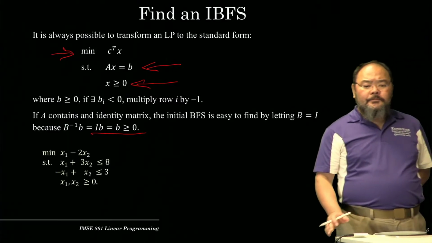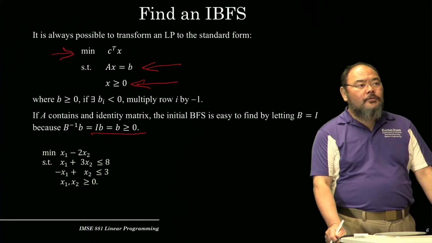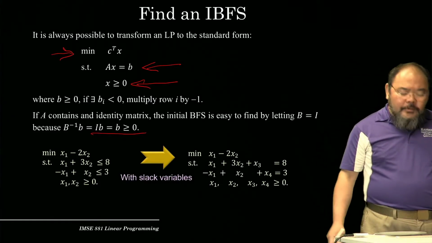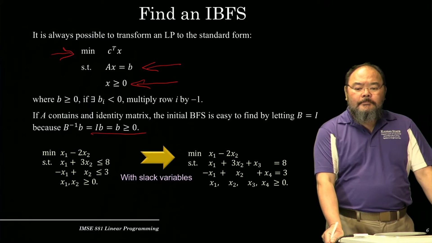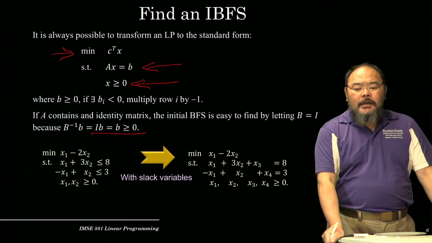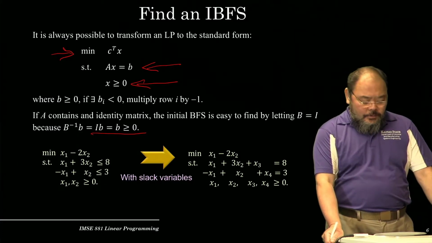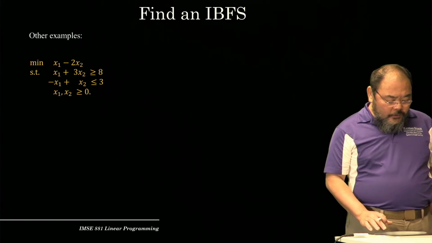Let's look at the example. Minimize x1 minus 2x2 subject to x1 plus 3x2 less than or equal to 8, negative x1 plus x2 less than or equal to 3, and both x1 and x2 are non-negative. Since they are both less than or equal to constraints, we're able to add two slack variables, x3 and x4, into my system and make them equality constraints. So we basically transform it into a standard form of linear program. Now we have 4 variables instead of 2.